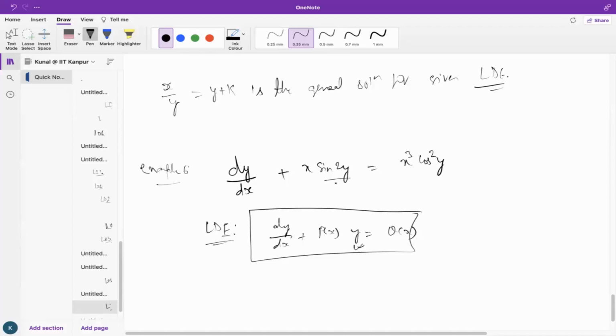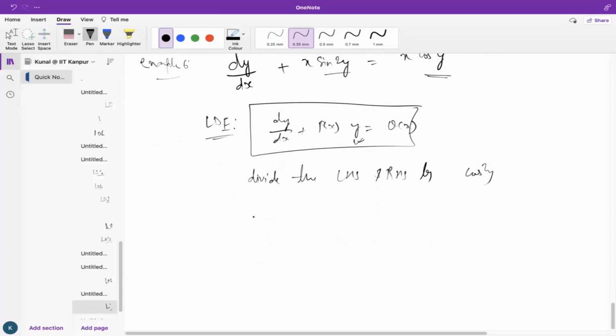So this is actually where we have to use Bernoulli's equation, reducing it to the form of a linear differential equation. So what does the rule say? We have to divide by the maximum power of the function of y, which is cos cube y. So cos square y, right? Divide the LHS and RHS by cos square y.